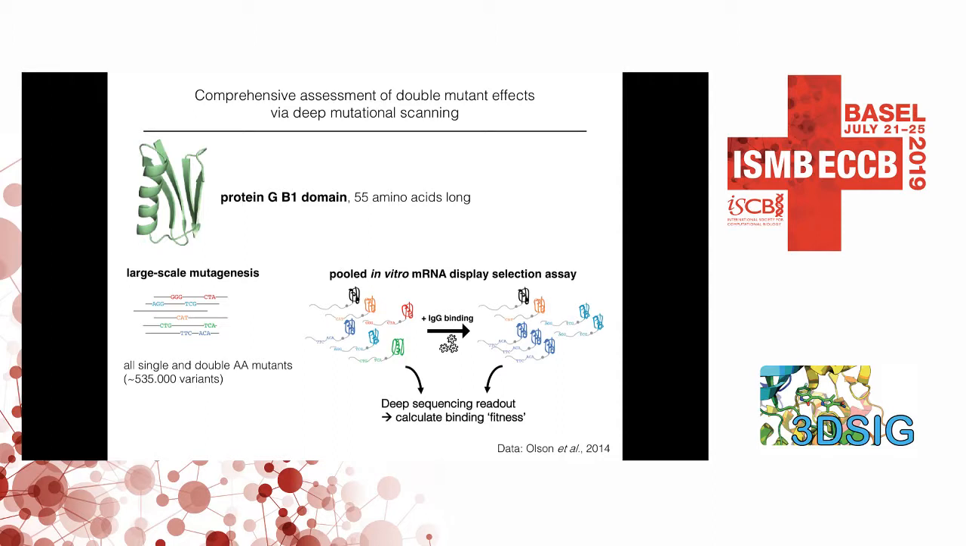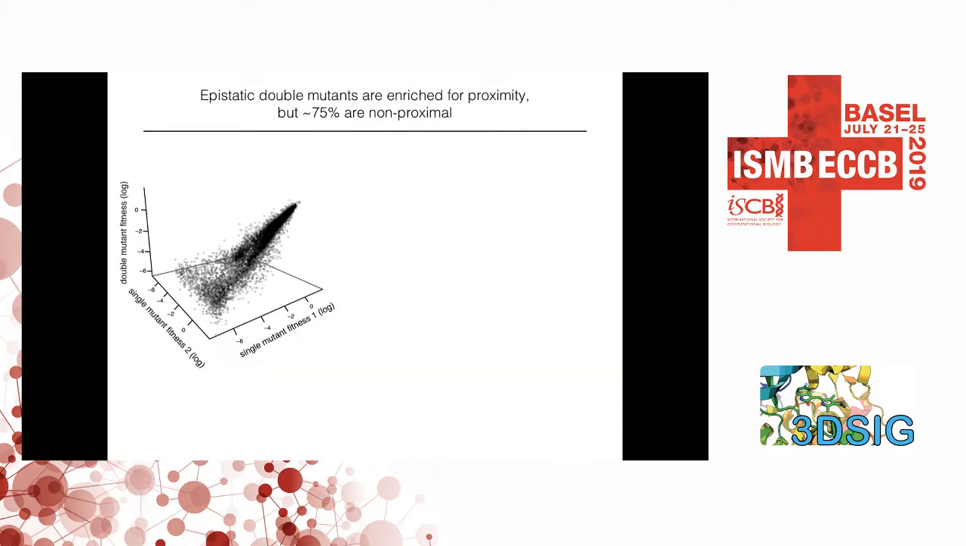And this mRNA display is simply a clever way to link your genotype to the phenotype. You can then perform a binding assay, and by a deep sequencing readout, you can calculate how fit each particular variant is. So now we have a comprehensive assessment of the double mutant effects. Now we have to determine genetic interactions. How do we do this?